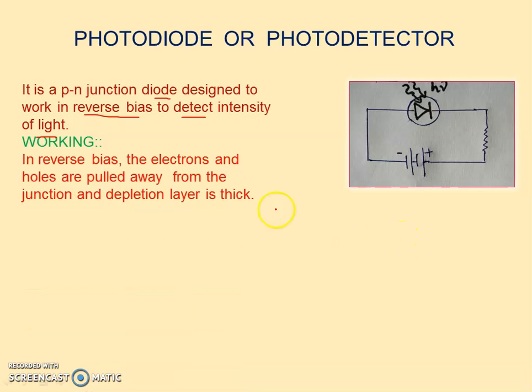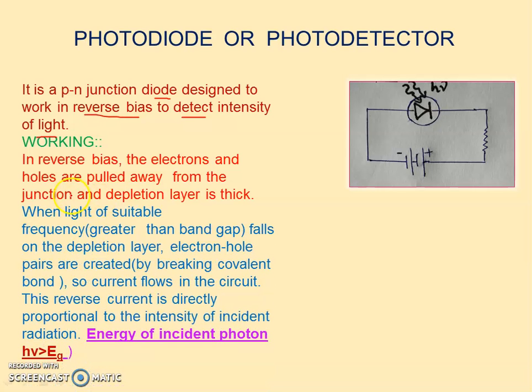Now working. In reverse biasing, the electrons and holes are pulled away from the junction due to the depletion layer, and the depletion layer becomes thick. When light of suitable frequency falls on the depletion layer, but that light should have energy greater than the band gap, the electron hole pairs are created. So the current flows in the circuit.